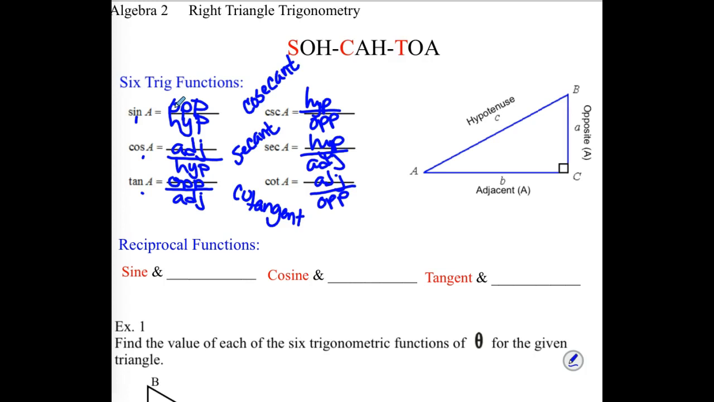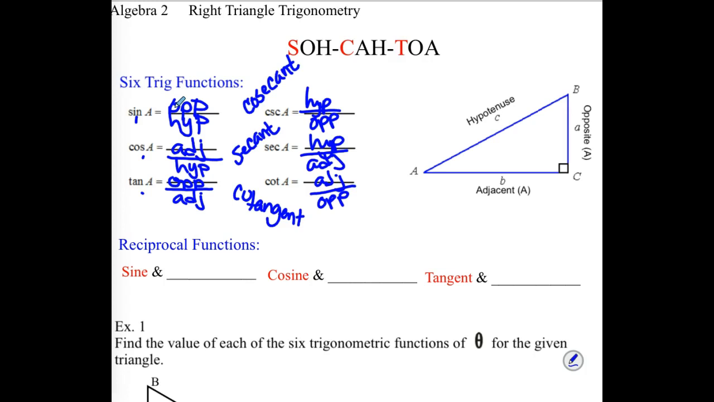Now, we're most familiar with sine, cosine, tangent. We use those a lot. But next year, when you are looking at your trig stuff, you will be working with all 6 of them. Okay, so it's good to have that basic information.